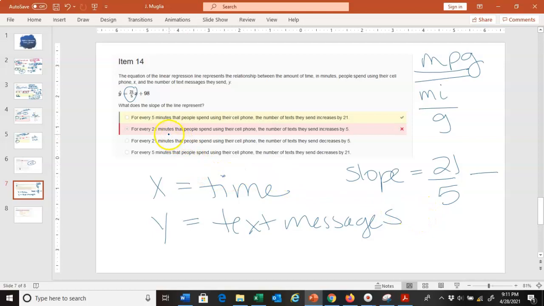You chose for every 21 minutes the people spent using their cell phone, the number of texts increases by 5. And it's actually for every 5 minutes the people spent using their cell phone, the number of texts they send increases by 21. So it's 21 texts per 5 minutes. Text per minute.